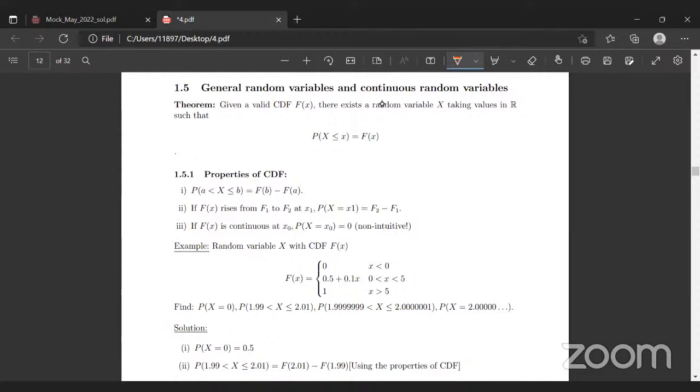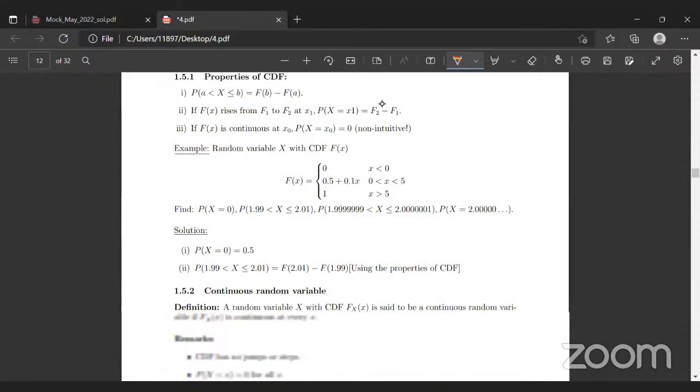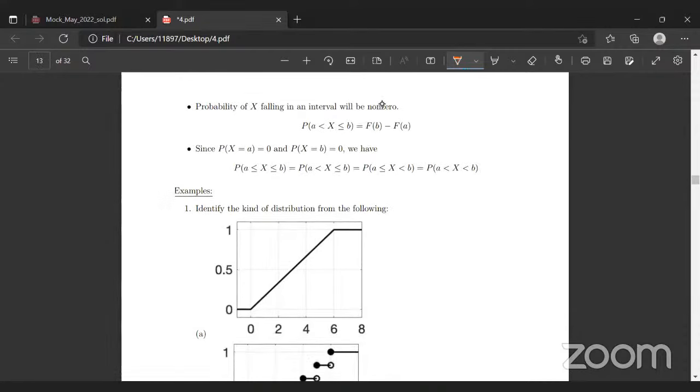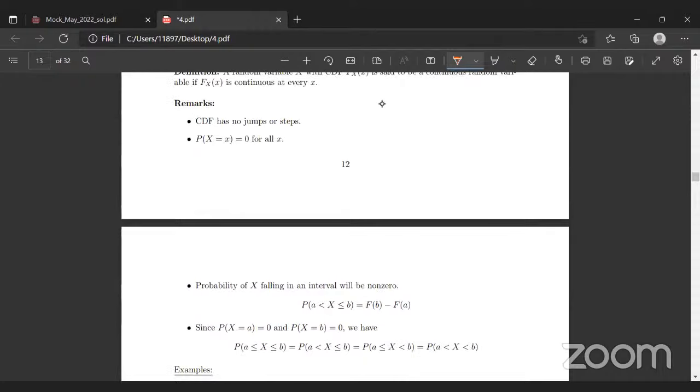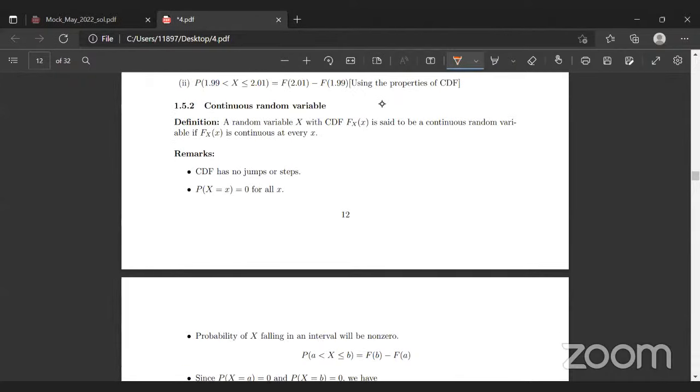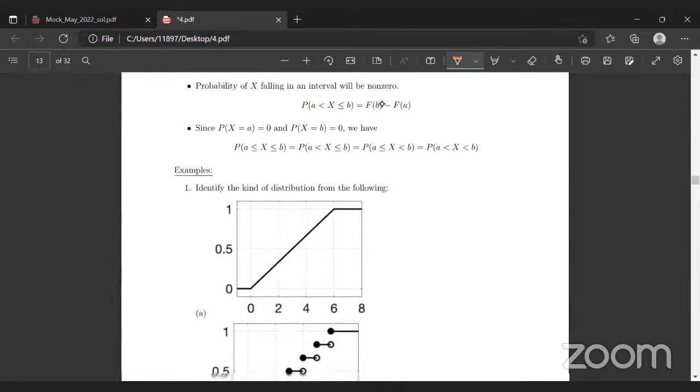Okay, now we'll talk about the continuous random variable. In case of a discrete random variable, we had seen that the CDF had jumps. At each of the discrete points, the CDF had a jump. But if the CDF is a continuous curve, something like this, you can see there is no break in the graph. There is no jump. It's all a continuous line. So we are saying this CDF is continuous.